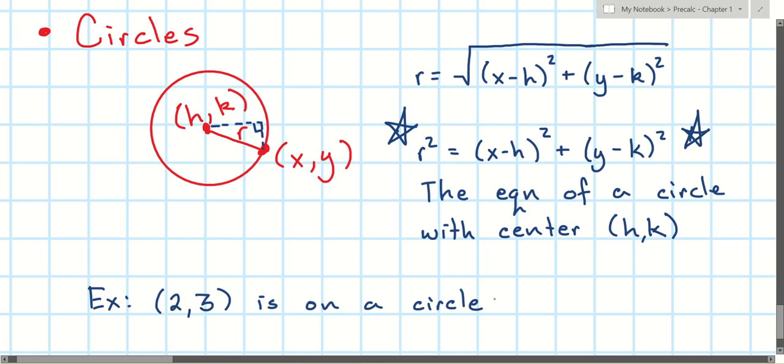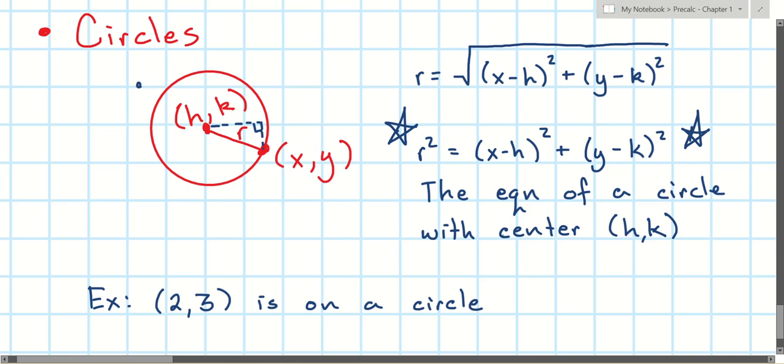And real quickly, we'll just pause here. If I say it's on the circle, does that mean it's like here? Is that on the circle right there? No. Is this on the circle? No. Without saying it, it's somewhere along the circumference. So it's on there. Okay, so 2, 3 is a point on my circle.